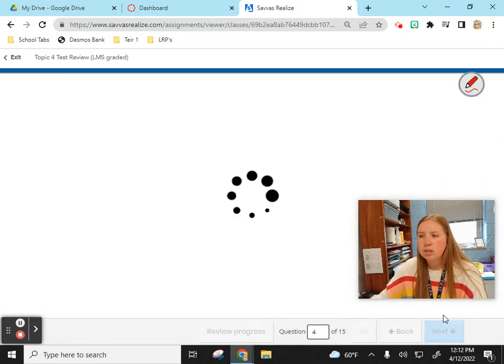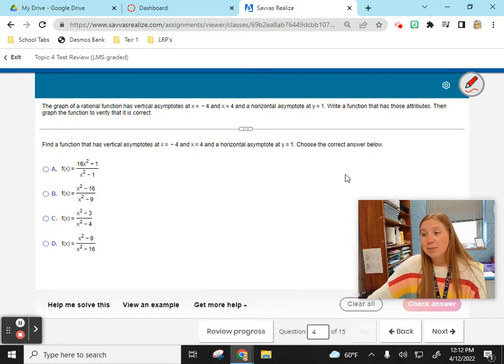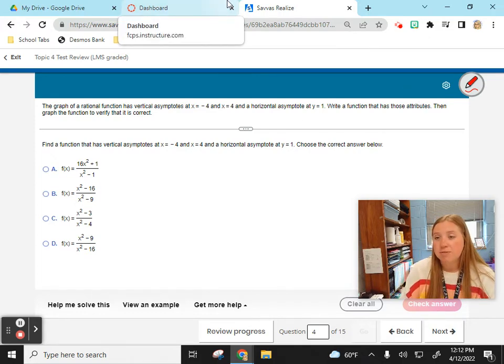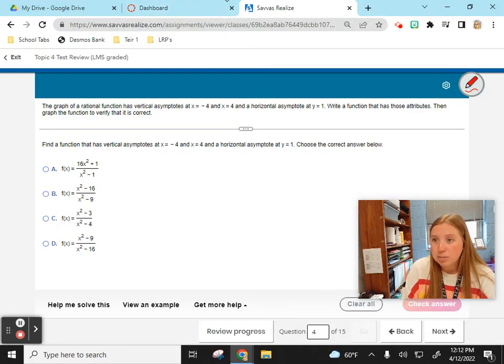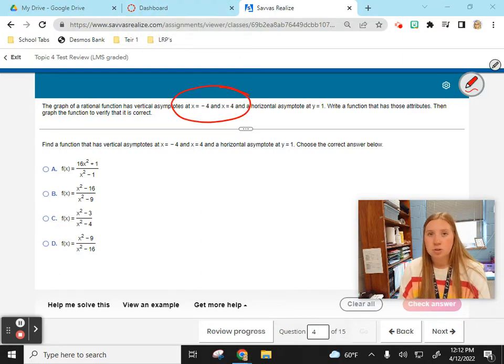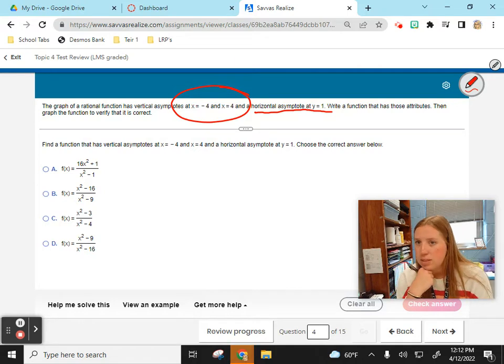I think my next question is about asymptotes as well. I think this is my favorite question on the test. It says the graph of a rational function has vertical asymptotes at x equals +4, -4, and a horizontal asymptote of y equals 1. Write a function that has those attributes, then graph the function to verify it's correct. But we can't do that, so we're just going to see which one is the right equation here.